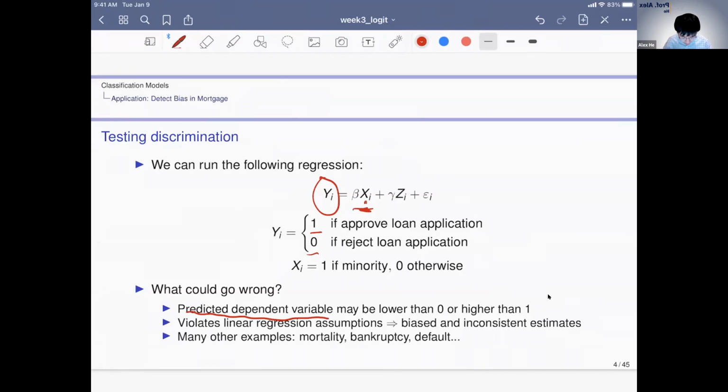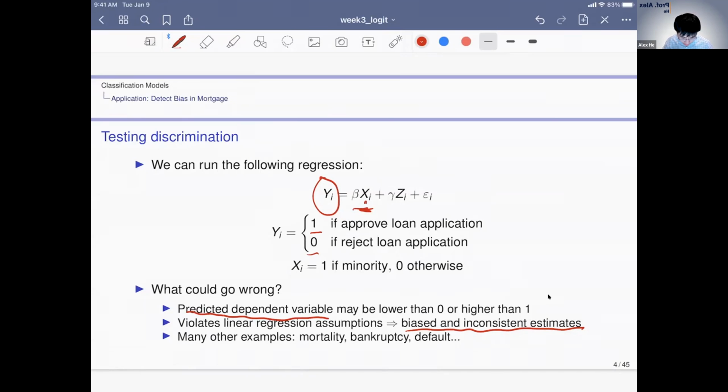And then it also violates, of course, our BLUE assumptions. That's because this would not be a linear function. So when you have a nonlinear function, the errors will not have mean 0, and you will end up having biased and inconsistent estimates. So for all these reasons, linear regression is not the best model here, okay?